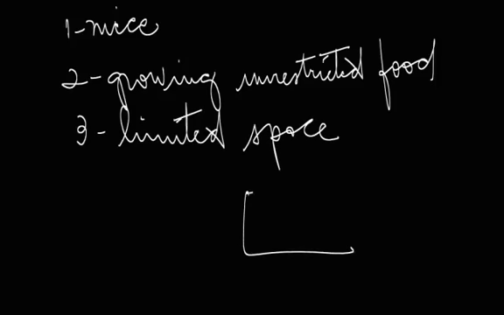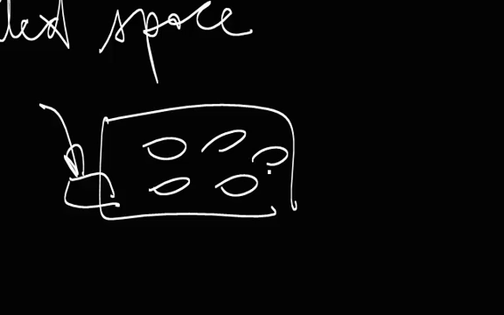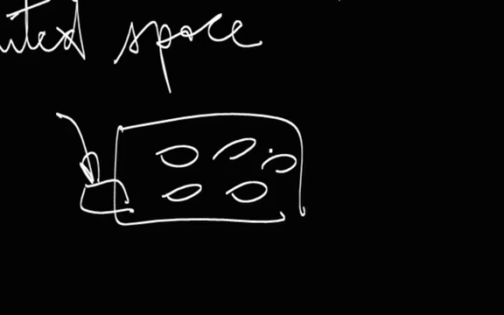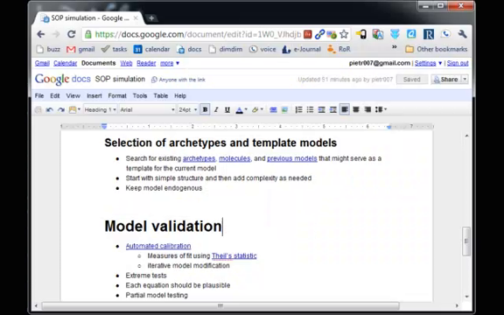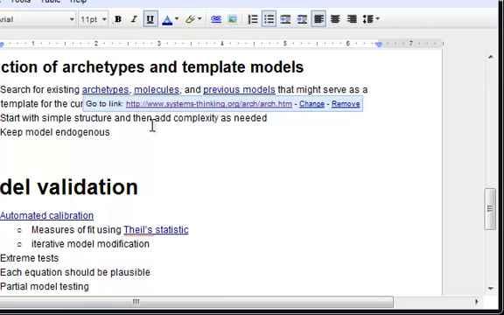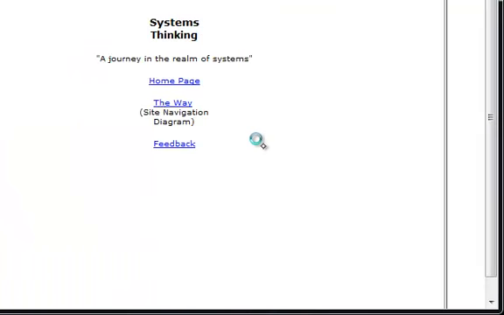Now, this is the typical condition for a cage, right? So you provide as much food as the mice want, but they can only grow so much because there's limited space. What we know from biology is that as the situation starts getting crowded, their rate of reproduction goes down. Okay, so where can we find a model, an example that would be something like this? Well, the first source that the SOP mentions is the archetype. So let's take a look at what that means.